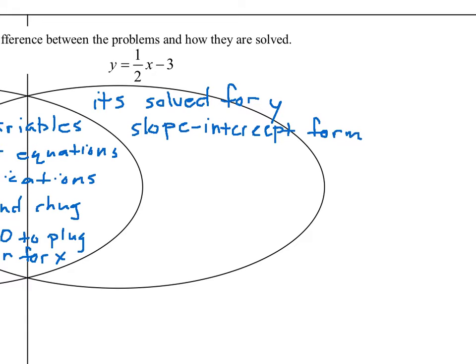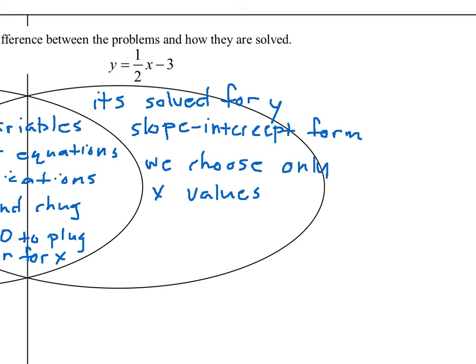So that kind of gives us the physical description of what's different about this one. What's different about how we solve it? Esteban. We have to choose the x values. Yeah, we choose only x values. Choose only x values. Anything else that's different about how we solve this one?